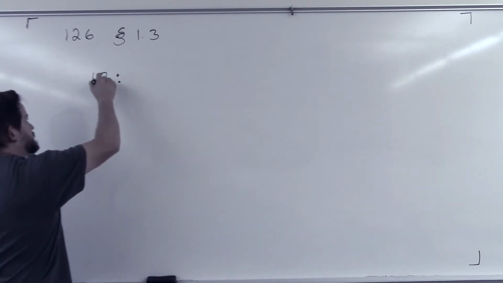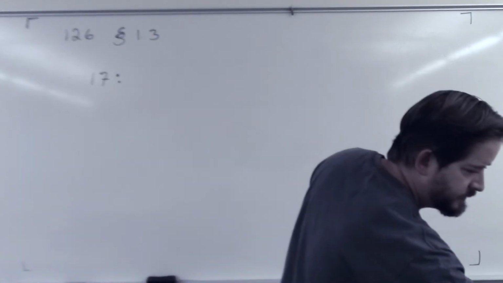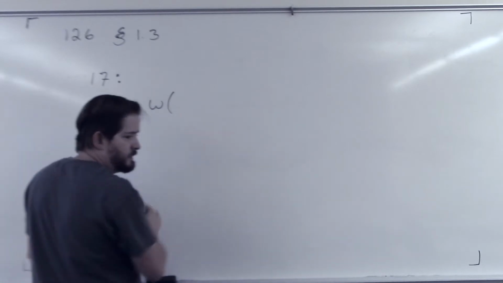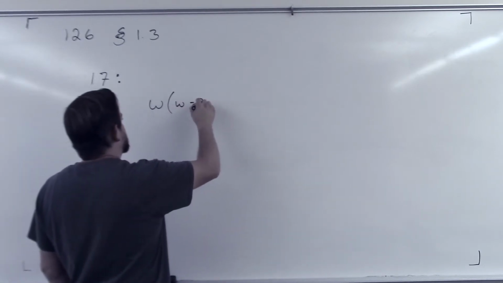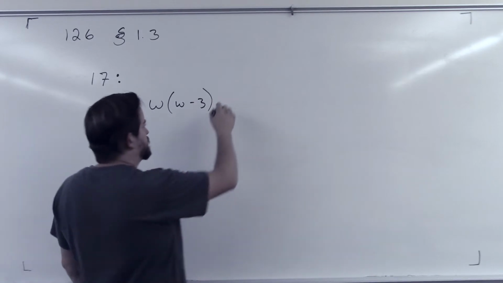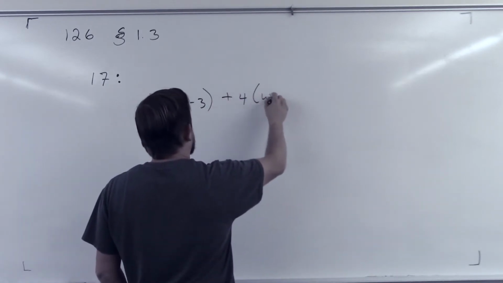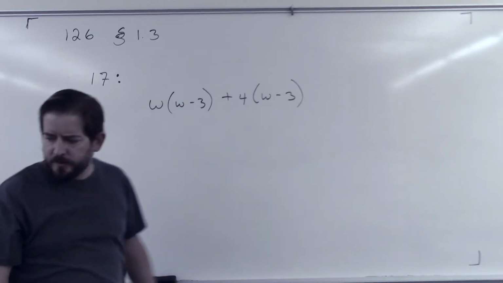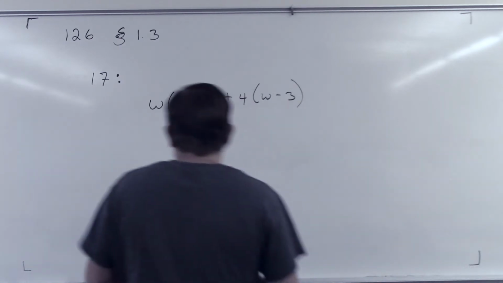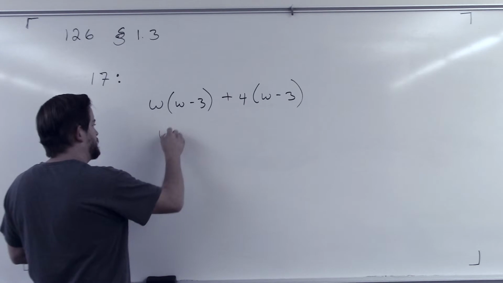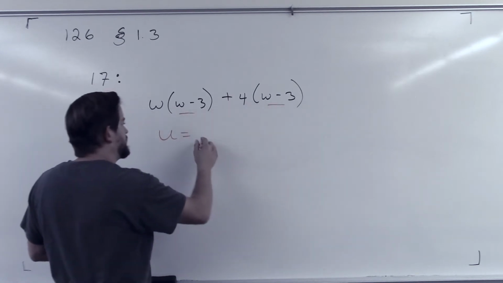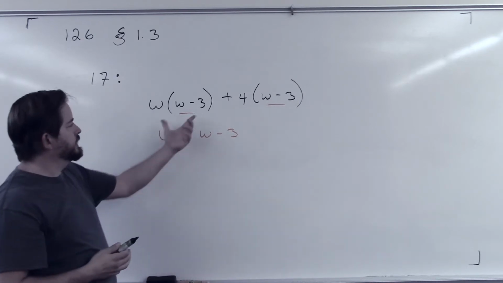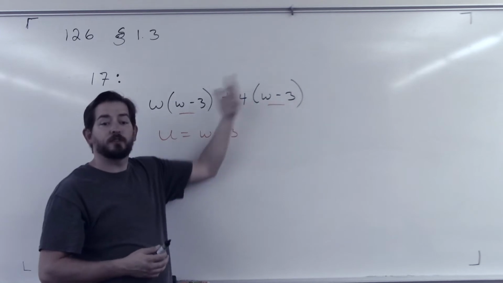I was asked to do 17, which asks us to factor out the common factor. We have w times (w minus 3) plus 4 times (w minus 3). A lot of people hate to look at this the way it is, but one of the common things we can do in math is called a u substitution. Just let u equal this w minus 3 that you see in both spots. Do this a couple of times if you need to, but get used to the idea that this binomial can be treated like a factor itself.